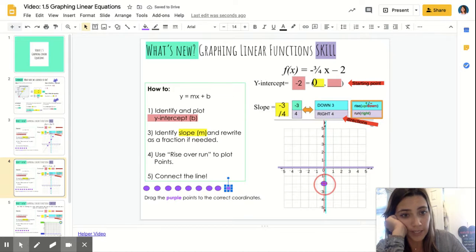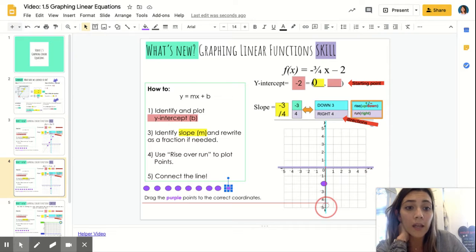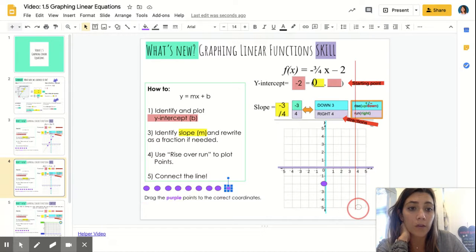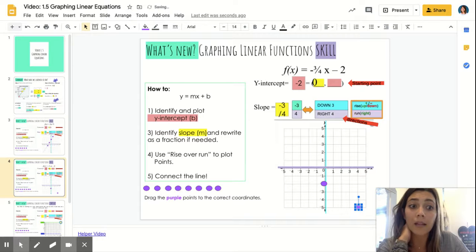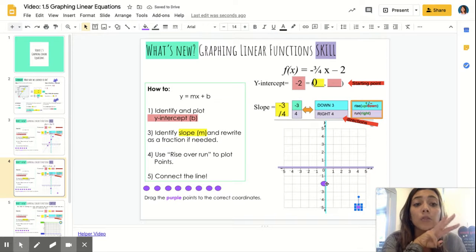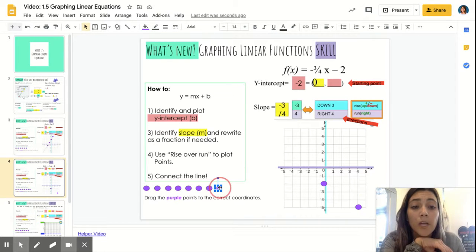I go to my y-intercept, I go down 3, 1, 2, 3, and then right 4 spaces: 1, 2, 3, 4. Again, like I said for the last one, we need at least 3 points. So I'm going to go backwards, 1, 2, 3 this way, and 4 to the left: 1, 2, 3, 4.